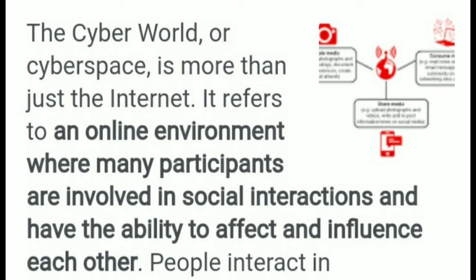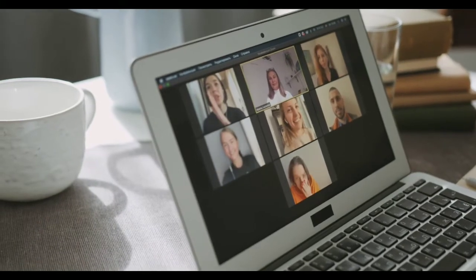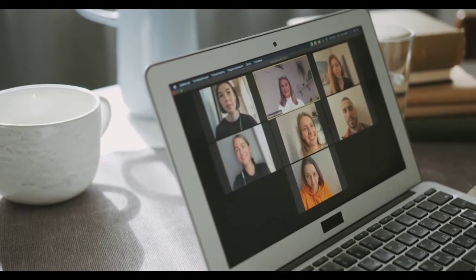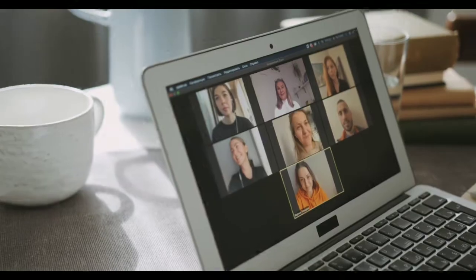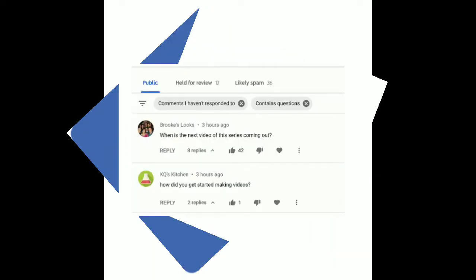The cyberworld or cyberspace refers to an online environment where many participants are involved in social interactions and have the ability to affect and influence each other. That being said, it's basically anywhere on the internet where social interaction occurs. This ranges from Messenger, Facebook, Twitter, to even the comment sections on YouTube.